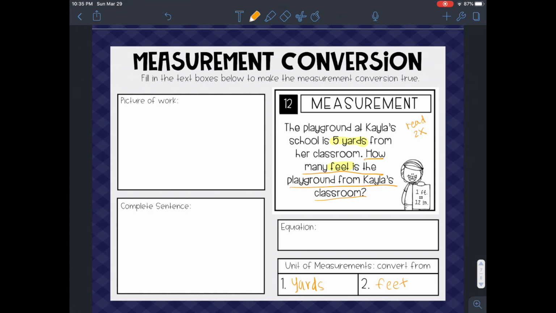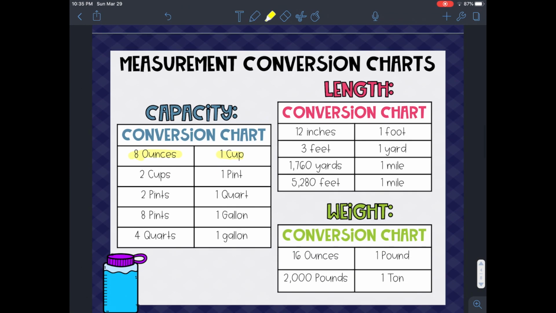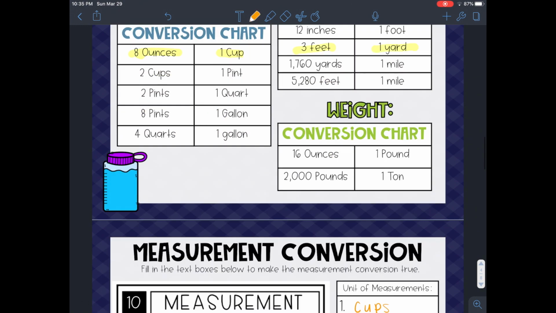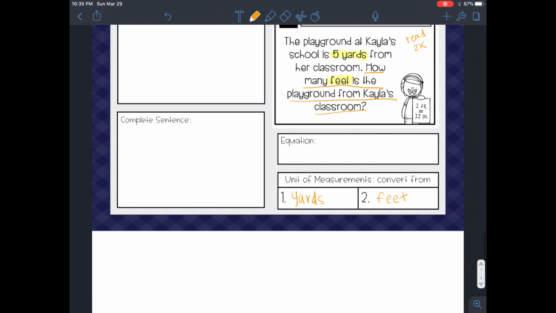The thing that I need to know about this problem is how many feet is in a yard. And so I'm going to need to go up into my conversion chart. So 1 yard is equivalent to how many feet? I scroll up to my chart and I can see under length, because I'm measuring distance, that 1 yard is equivalent to 3 feet. So I scroll back down and I know that I have 5 yards.